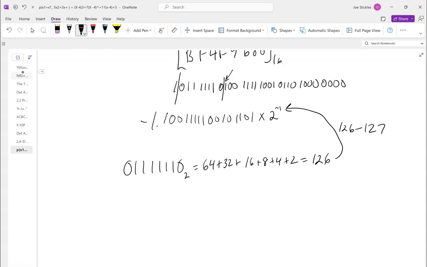All of this is base 2, so I probably should write a sub 2 here, but you've got one bunch of 1s and 0s. And if you're in a class talking about machine representation, you probably assume it's in binary. Okay. What does that negative 1 exponent do to your binary point? You move it left 1, right?